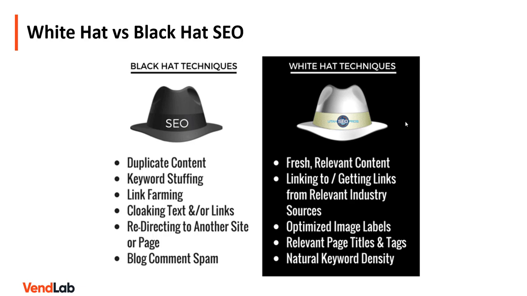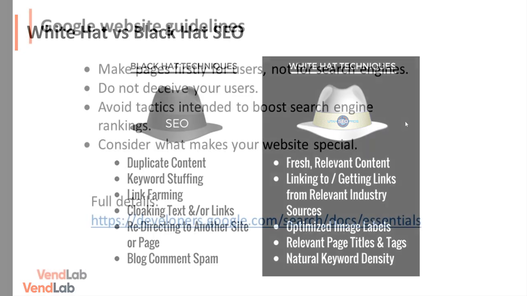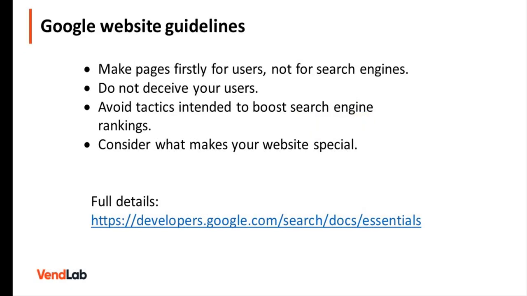Now, Google has published a list of guidelines which you should read and understand, and if you do what they say, you can't go wrong. The Google recommendations include make pages firstly for users, not for search engines. So your pages need to be readable and they need to read like they're naturally written and with the user in mind. Don't try to deceive your users. Avoid tactics intended to boost search engine rankings. A helpful test is to ask, does this help my users? Would I still do this if a search engine didn't exist? Finally, consider what makes your website special. Make your website distinct from others in your field and it will naturally get people linking into it and people visiting it.